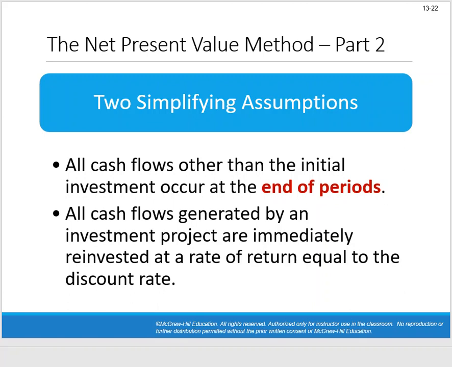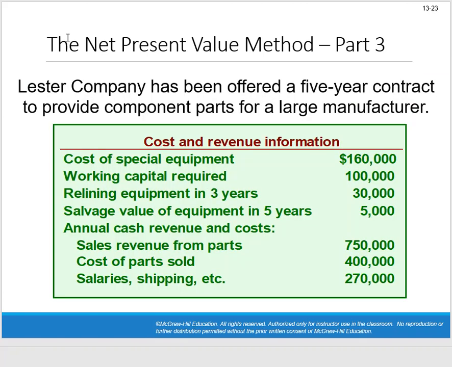So we're going to learn NPV by walking through this example problem. Lester Company has been offered a 5-year contract to provide component parts for a large manufacturer. So we're going to need some special equipment, $160,000 worth to be exact. It's going to tie up $100,000 of working capital. In 3 years, we're going to have to reline the equipment for $30,000. The salvage value of the equipment at the end of the 5-year contract, we estimate to be $5,000.